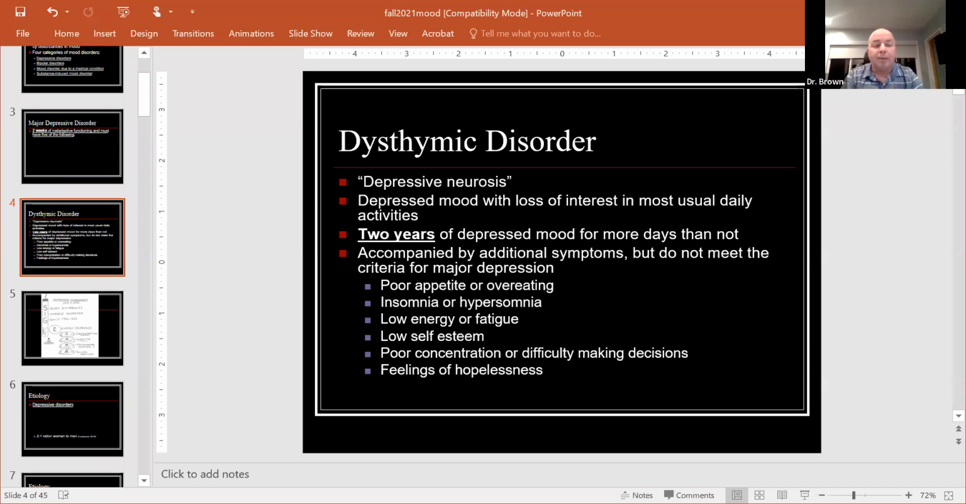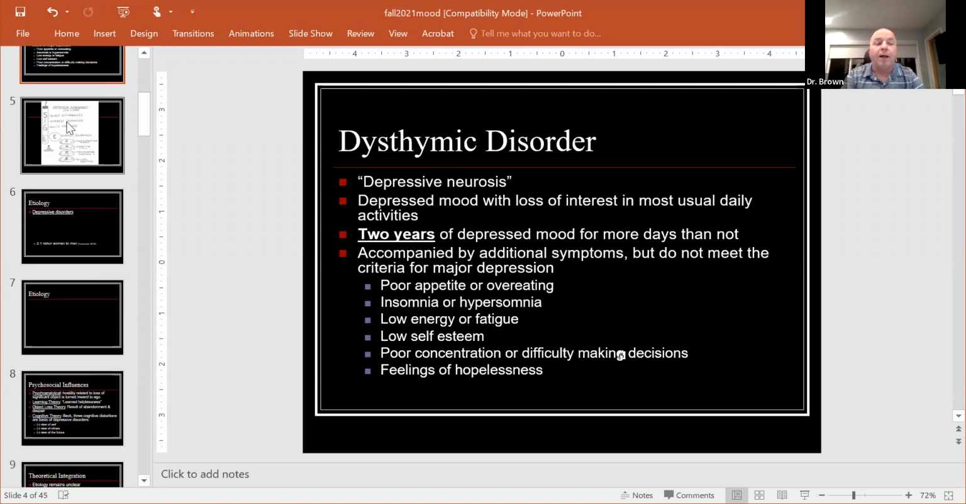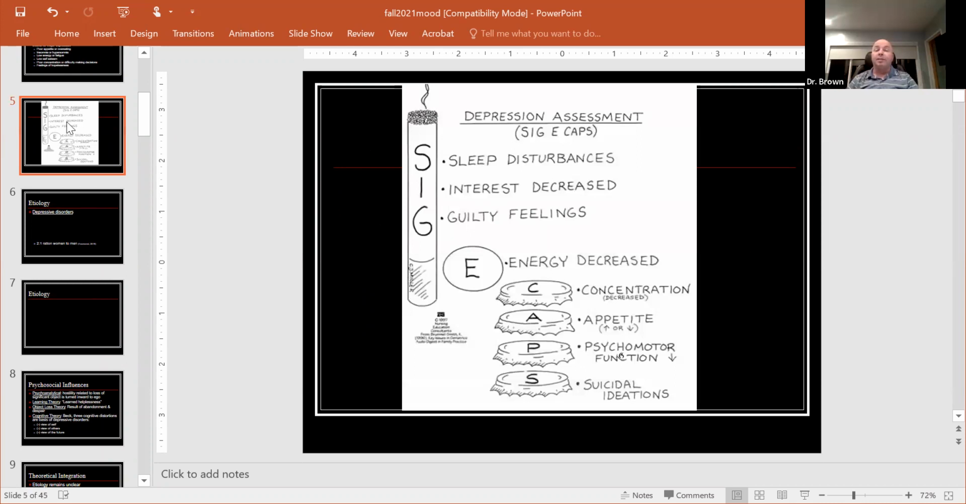You'll see a lot of times in the clinical site, especially if you ever read any documentation by me, I'll have a thing that's called SIG-ECAPS. So the S is sleep disturbance, up or down. I, interest decreased. G, guilty feelings because you're not providing for your children, not providing for yourself. E, energy decreased. C, concentration decreased. Appetite either goes up or down, like I said earlier. Psychomotor retardation, psychomotor function goes down. And sometimes you'll have suicidal ideations.